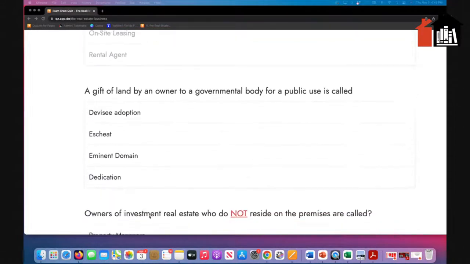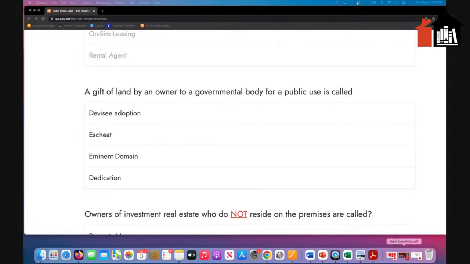Let's go to the next one. I don't think we covered, well, we did cover this one. Yes, we did cover this one. Let's see if you guys can get the answer. A gift of land by an owner to a governmental body for a public use is called what?